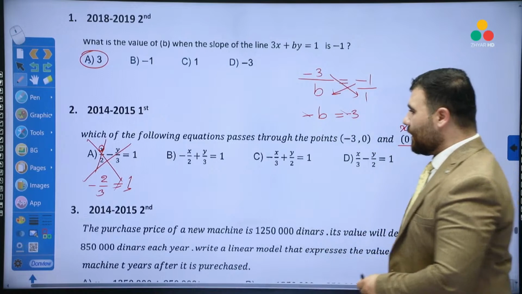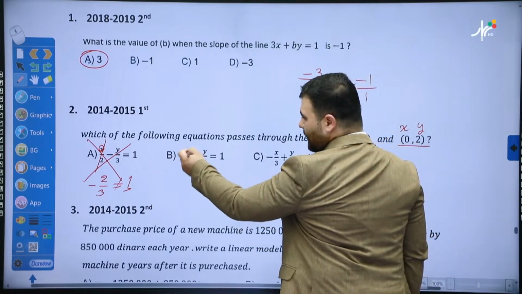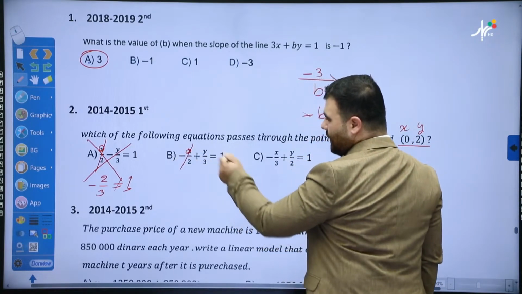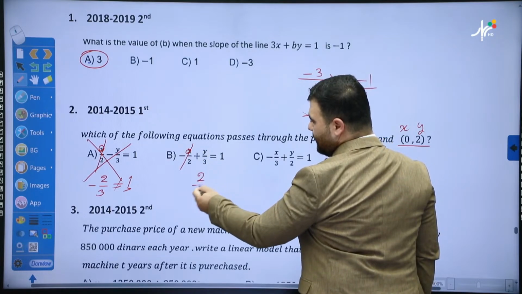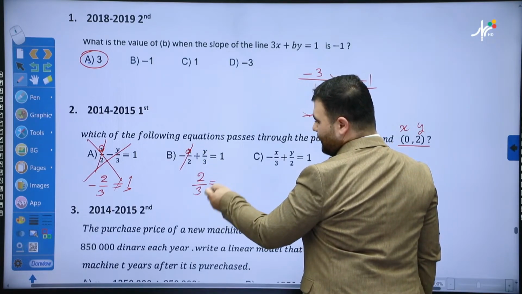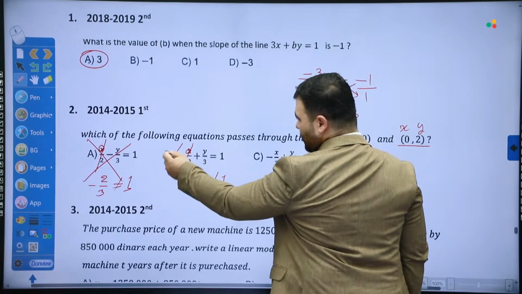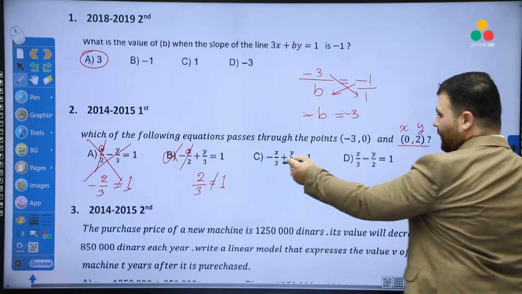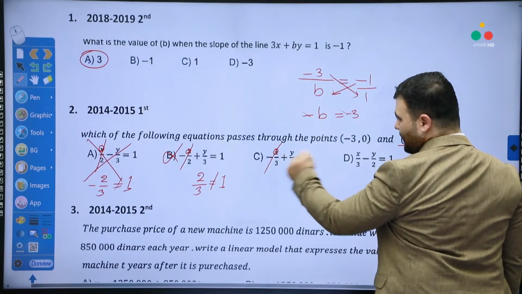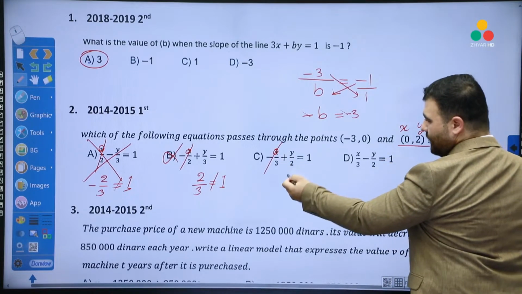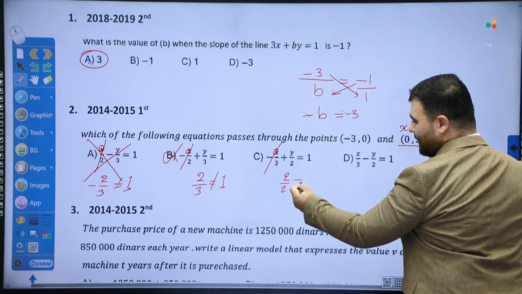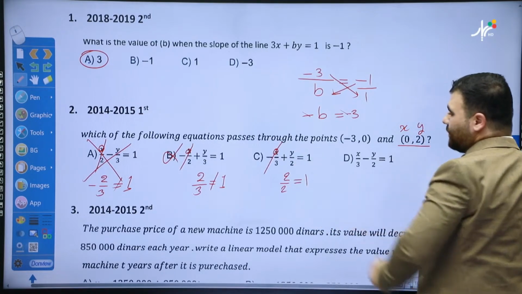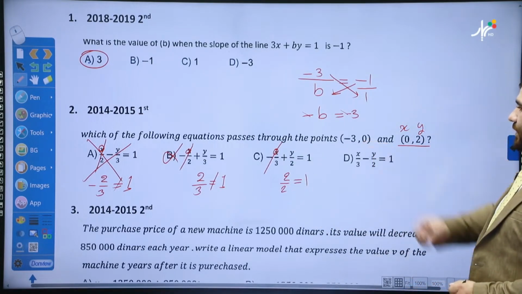Choice B. If I put 0 in place of x, this part will be 0. And if I put 2 in place of y, this will be 2 over 3. And it's not equal to 1. Choice B is wrong. Choice C. If I put 0 in place of x, this will be 0. And if I put 2 in place of y, 2 over 2 is equal to 1. So C could be correct, but we need to check with the other point.